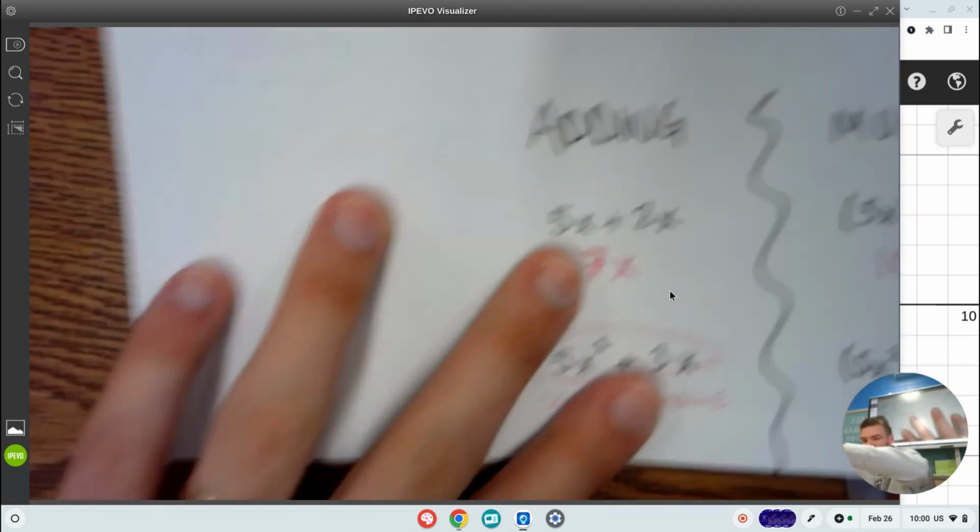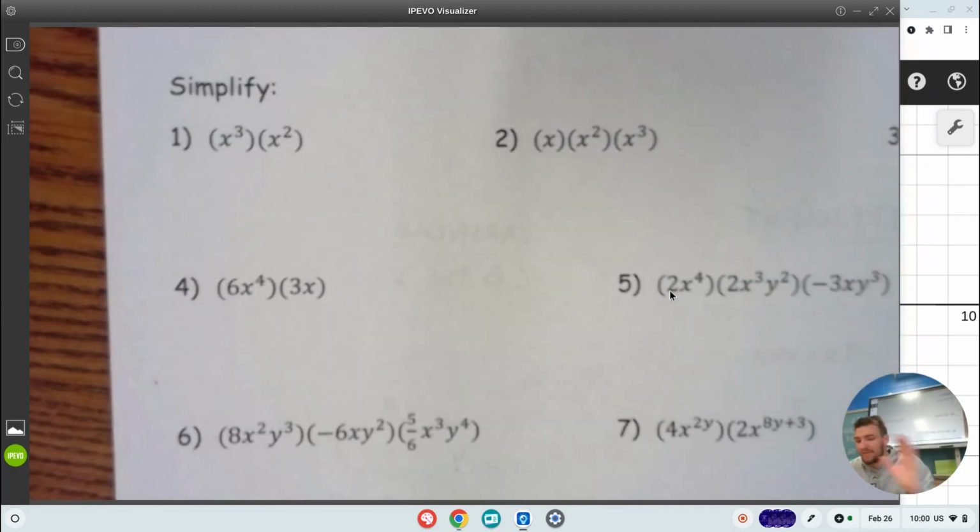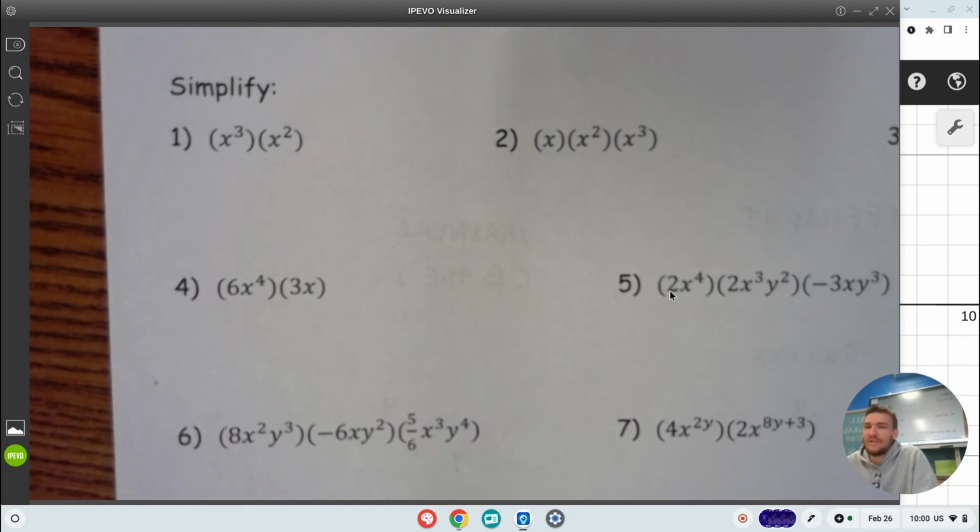Okay, let's go through these questions. At this point, we've learned everything as far as multiplying, and we should be able to just power through these really quickly. For number 1, we need to multiply these together. We're going to multiply the two.